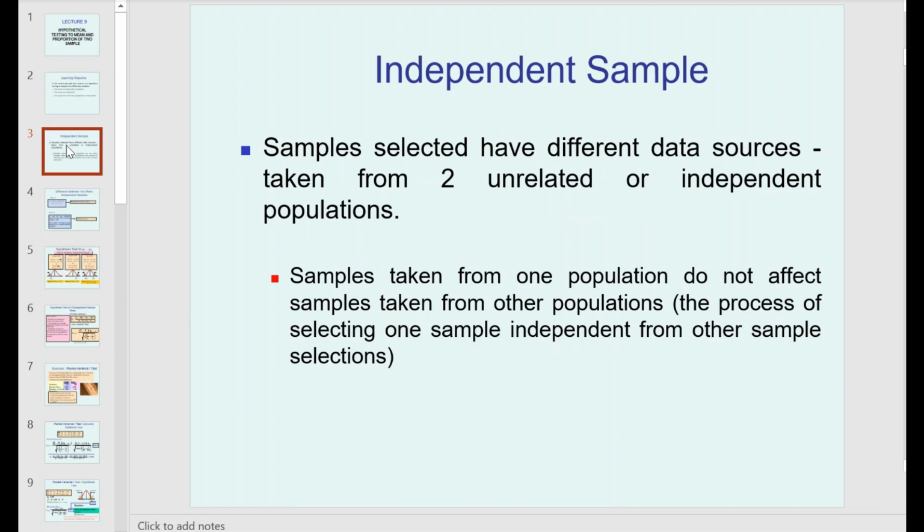Independent samples: the samples selected have different data sources, and are taken from two unrelated or independent populations. That's why it's called independent. It is not related to each other. Meaning we have two different samples taken from populations that are not related. Samples taken from one population will not affect samples taken from the other population. So population A, let's say population B: population A will not affect the samples taken from population B.